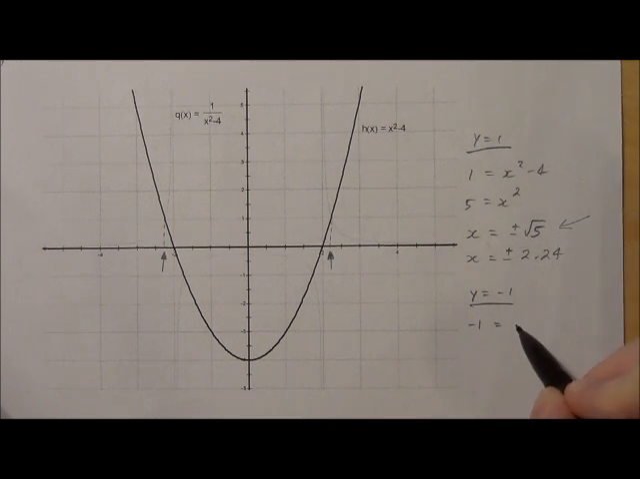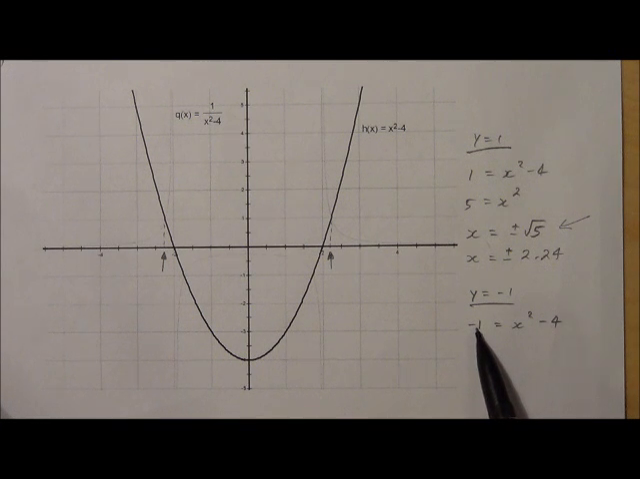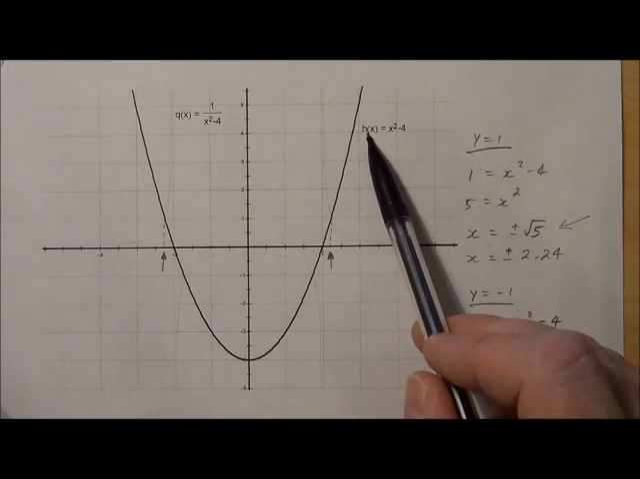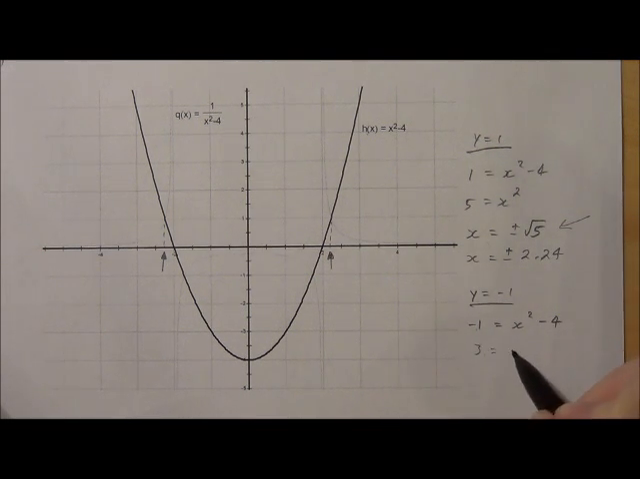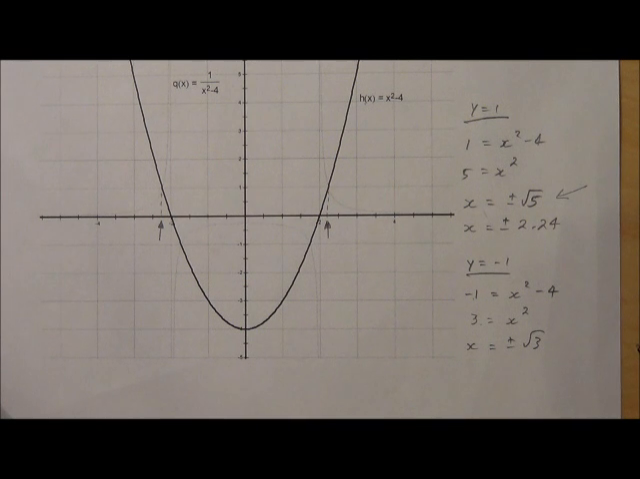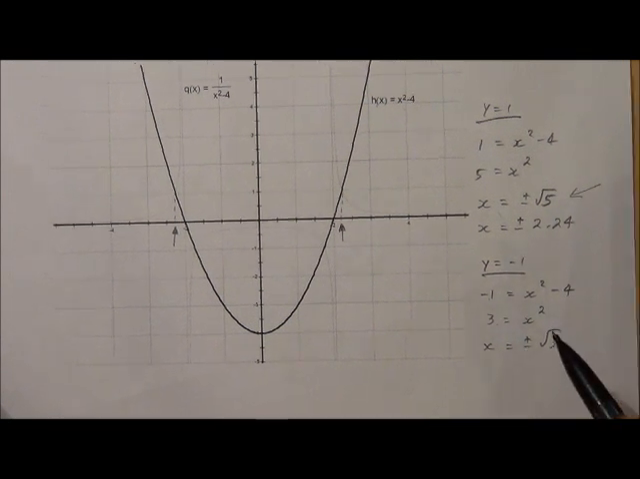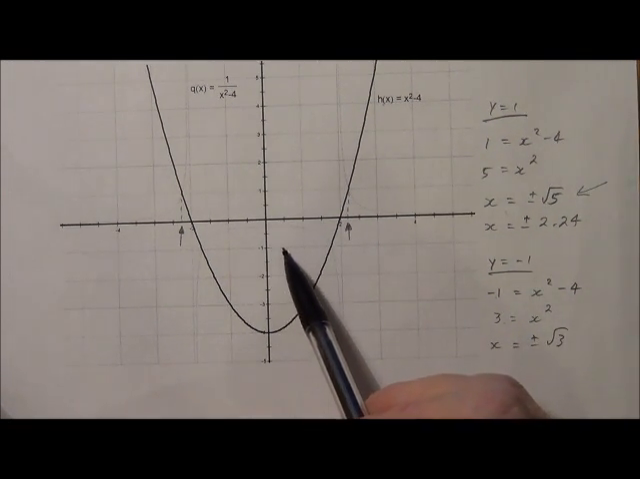So let's just substitute that in right now. We're substituting the value of y in for y of the quadratic. We'll add 4 to both sides. We're going to get 3 equals x squared. Take the square root of both sides, we get x equals plus or minus square root of 3. And just to locate that, see we got negative 1 here.